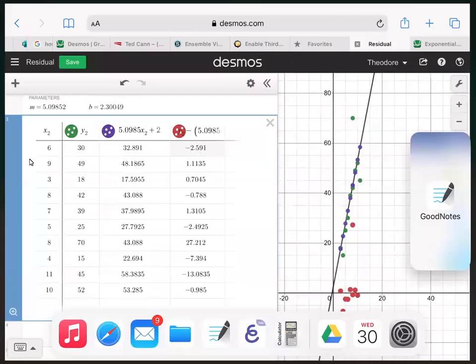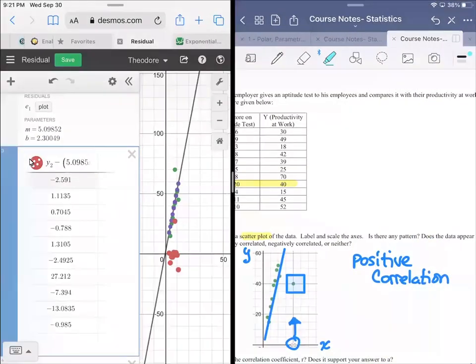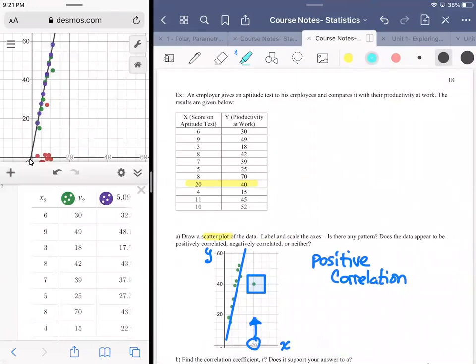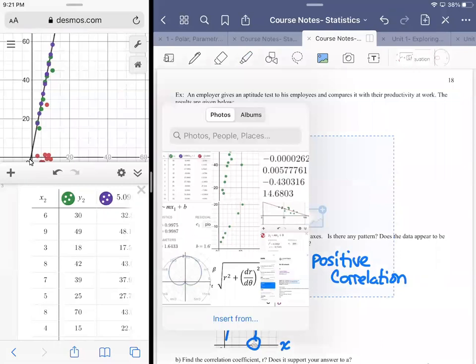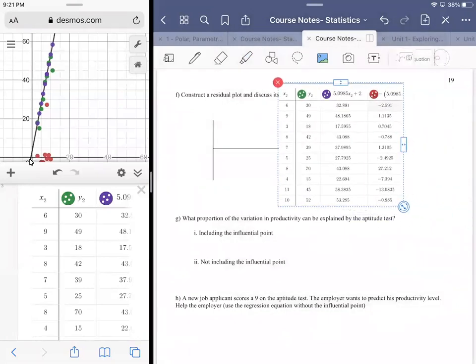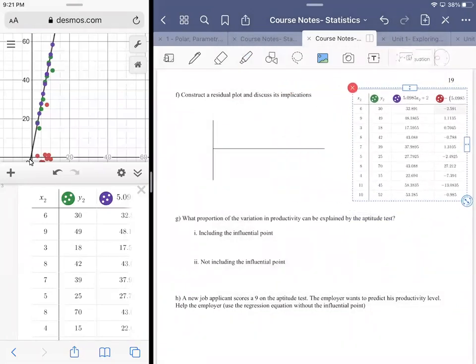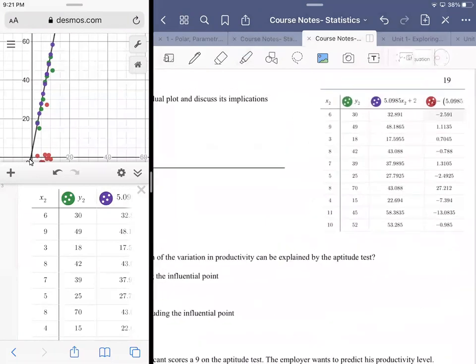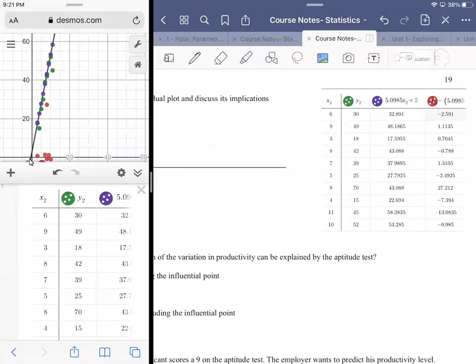So I'm going to go back to my notes. I'm going to pop this table in here. Oh, wrong page. So pop this page in here. And what I'm going to do is plot this column against this column, because these are my X values and these are the residuals.